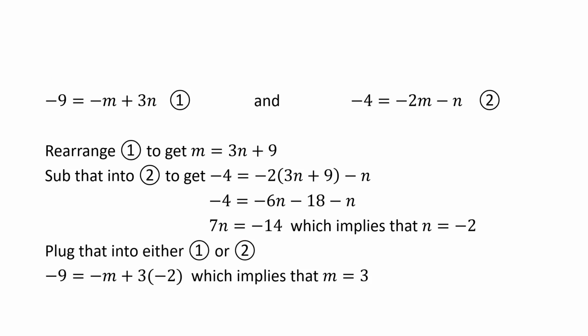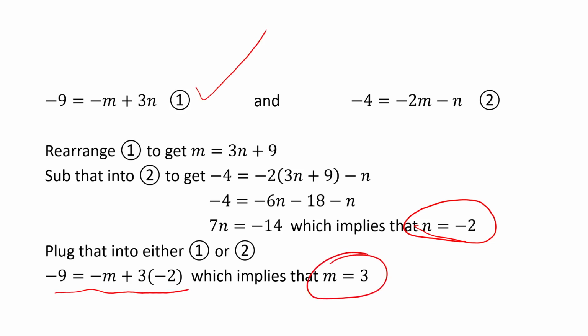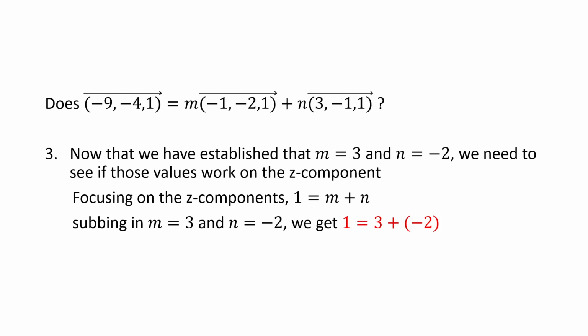Now we'll plug that value for n into either equation 1 or equation 2. We plugged it here into equation 1, and doing that, we get -9 equals -m plus 3 times -2. And so we get that m is equal to 3. It's not much of a surprise to have come up with a solution for m and n. That'll typically happen. But what we want to do now is see if those values work for the z component.